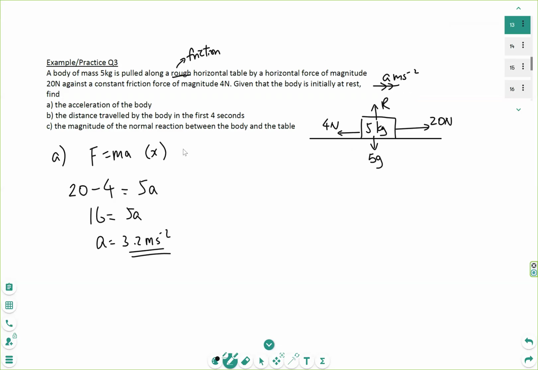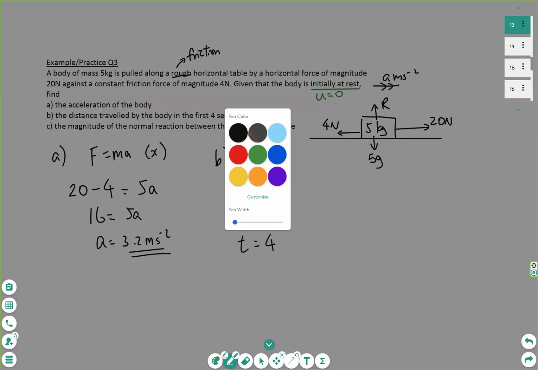Part B, find the distance traveled by the body in the first 4 seconds. Think about what topic this is. Distance, time, suvat. Don't tell me distance equals speed times time. We don't use that baby formula anymore. We use suvat. Distance traveled means we'll find s. Time is 4, acceleration is 3.2. If you remember what I said about the suvat chapter, chapter 9, we need 3 pieces of information to use the suvat formula. We have 2, but we're missing 1, so we must know about u and v. Read the question again. The body is initially at rest, which means u is 0.